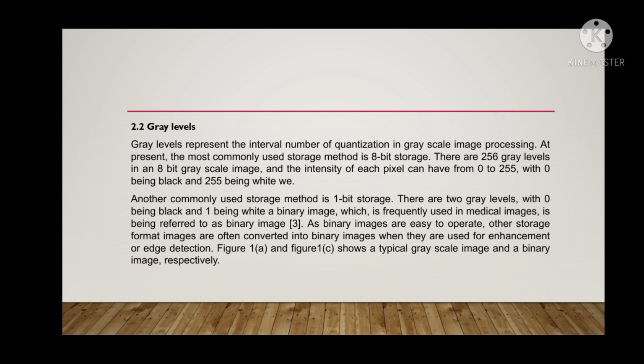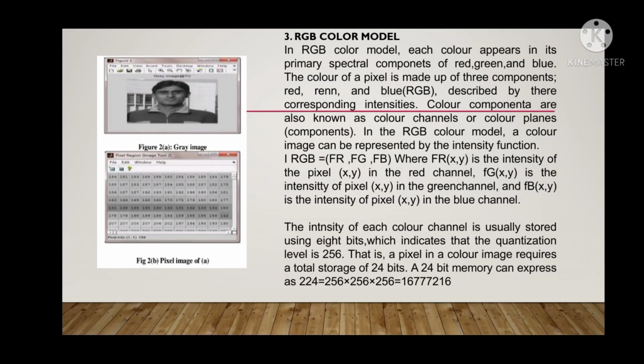As binary images are easy to operate, other storage format images are often converted into binary images when they are used for enhancement or edge detection. Figure 1a and Figure 1c show a typical grayscale image and a binary image respectively. This picture is shown as the gray labels. Figure 2a, gray image. Figure 2b, pixel image of A.